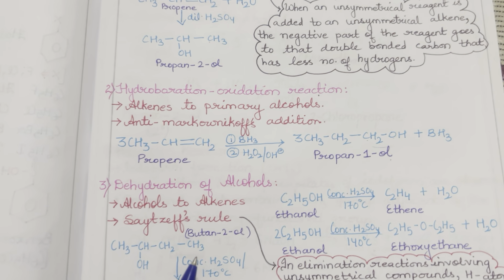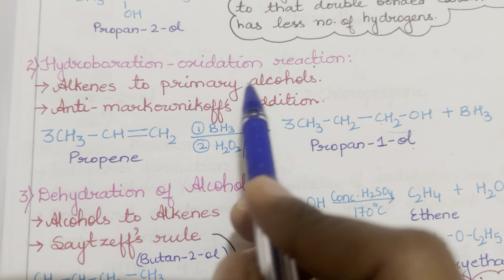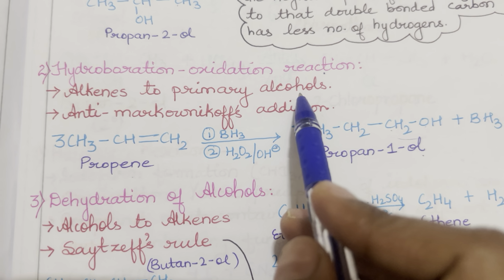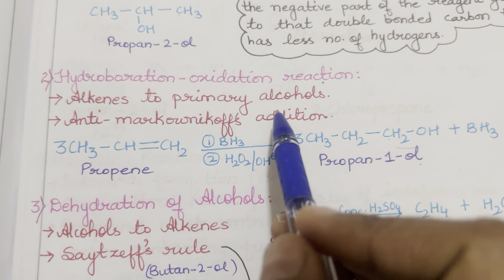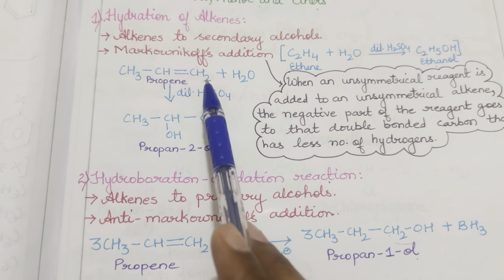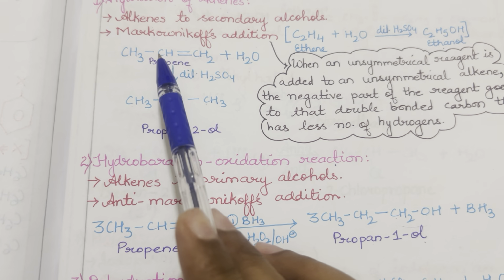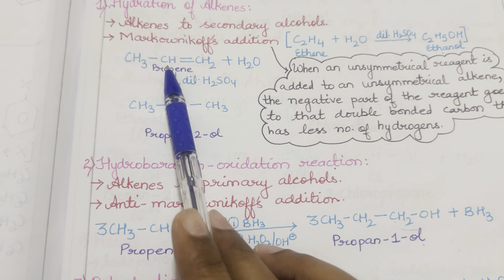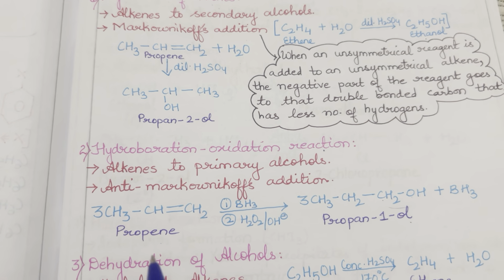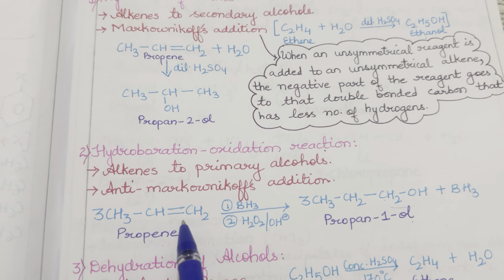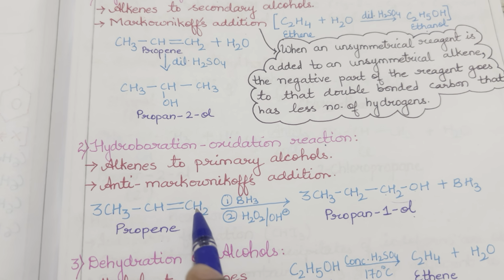Next is the hydroboration oxidation reaction. This is alkene to primary alcohols, that is 1 degree alcohol, and this addition is anti-Markovnikov addition, meaning whatever we have done here, it is opposite here. In the previous case, OH of water used to go to the double bonded carbon which has fewer hydrogens. Here the OH group of the alcohol will go to the double bonded carbon which has more hydrogens.